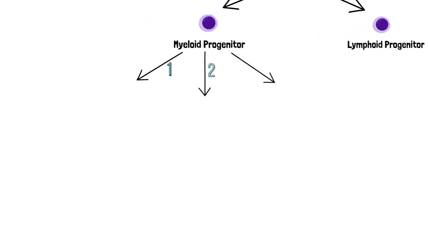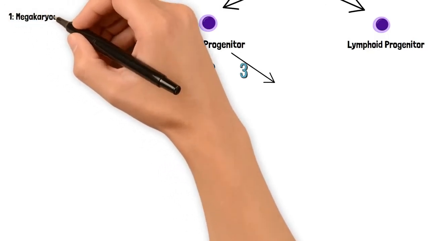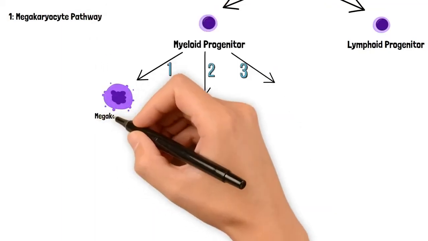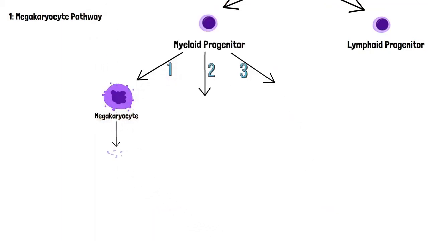This myeloid precursor cell can develop into a number of different cells through three pathways or lineages. In the first pathway, the stem cell becomes a megakaryocyte. As the name implies, this is a large cell. It is the parent cell for the formation of platelets. Pieces of the megakaryocyte membrane pinch off as cell fragments. These fragments enter the blood as platelets, an important first step in blood clotting.